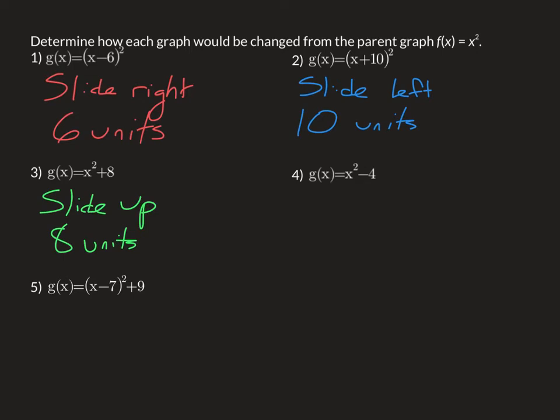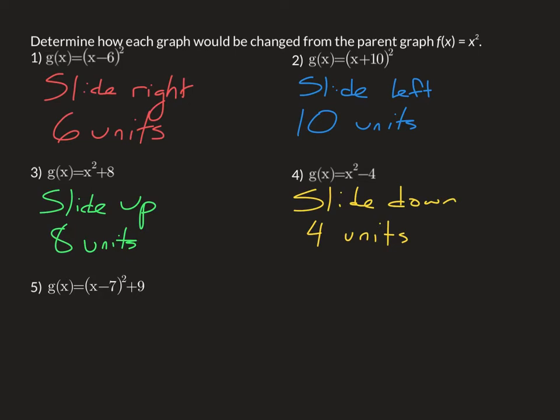Next one, x squared, then a minus 4. The minus 4 indicates that, again, outside the function, it's going to be up or down. The minus means down. So here we're going to slide down 4 units.